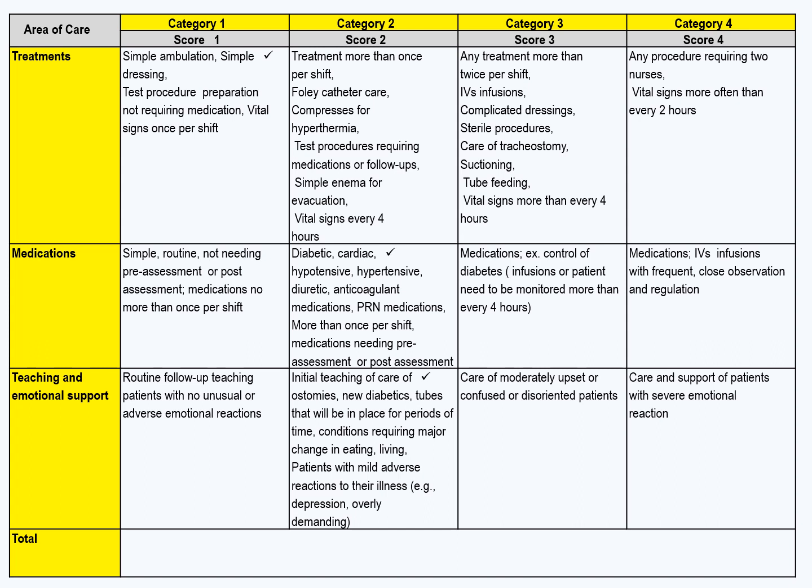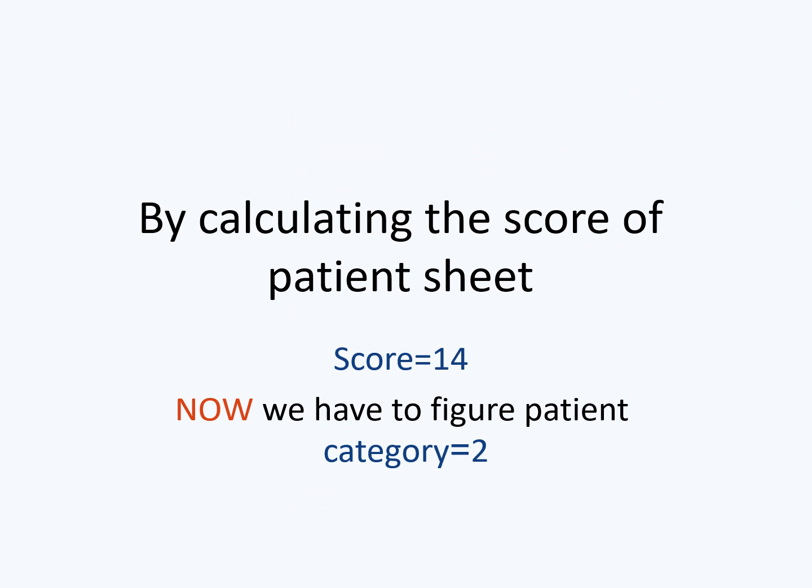Also the treatment: medication, teaching, and emotional support. As we hypothetically choose a patient and give him a score at category 1, take score 1; at the medication take score 2; the teaching and the emotional support take a score at category 2. Then we calculate all the scores, and it will be a score of 14. Now we have to figure out the meaning of the score of 14: the patient will be at category 2.